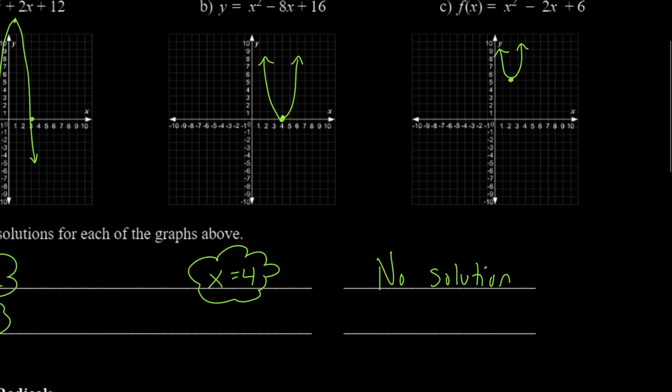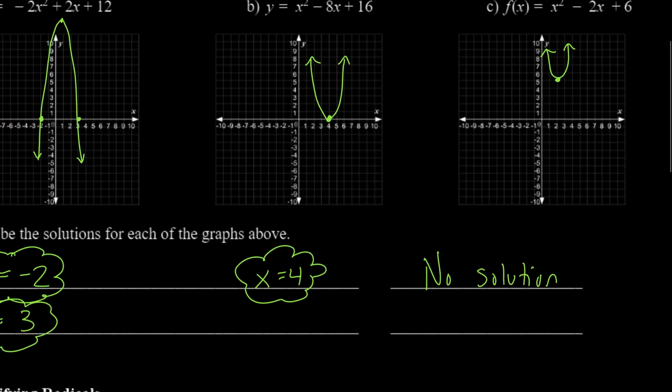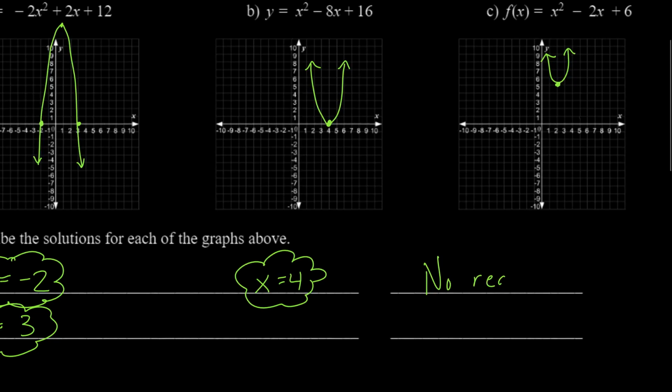So, when the graph intercepts the x-axis twice, how many solutions do we have? When the graph intercepts the x-axis once, how many solutions? And when the graph doesn't intercept, how many real solutions do we have? Next class, we're going to learn about not real solutions or imaginary solutions. Next class is imaginary solutions. Okay. So that's how you can find the solutions from the graph.